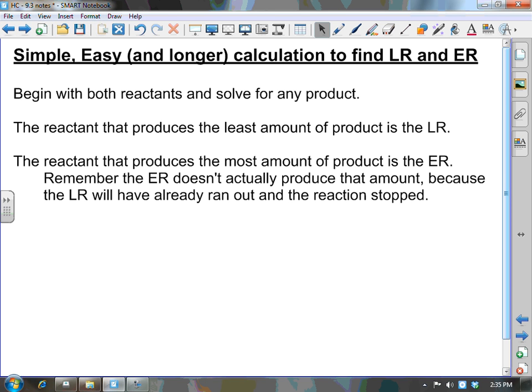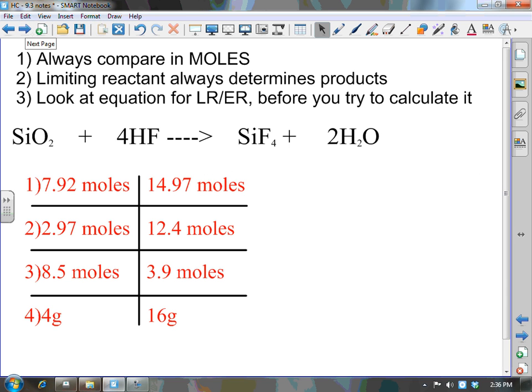Now, the thing you got to remember about that is the excess reactant won't actually produce that amount, because once the limiting reactant runs out, the reaction is going to stop. So this just helps us identify what's going to be produced, how much, which one's going to run out first, and which one's going to have a leftover amount. All right, so what I want to do is just look at a simple example here. This is the sample problem on page 313.